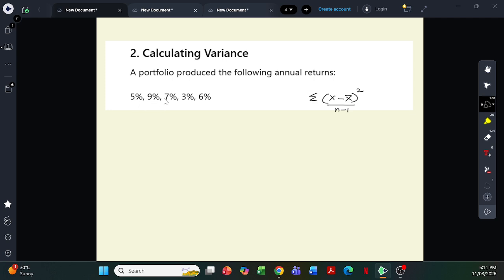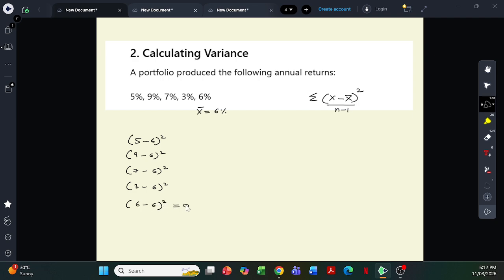9 plus 5 plus 7 plus 3 plus 6 divided by 1, 2, 3, 4, 5. So 14, 21, 24, 30, 30 divided by 5, that's 6%. So x bar is going to be 6%. So the next step we're going to do is x minus x bar, so (5 minus 6) square, (9 minus 6) square, (7 minus 6) square, (3 minus 6) square, and then (6 minus 6) square.